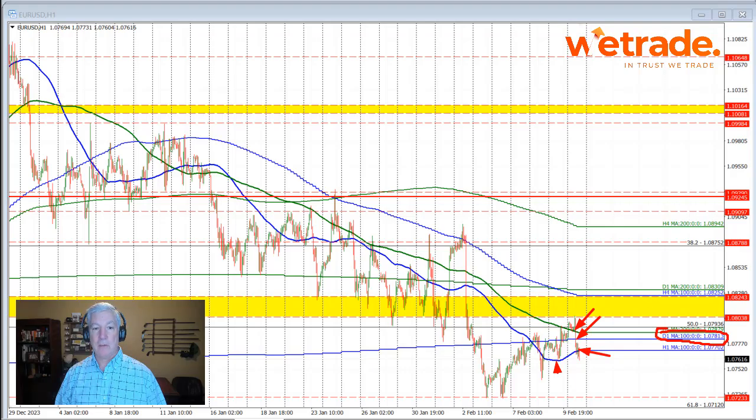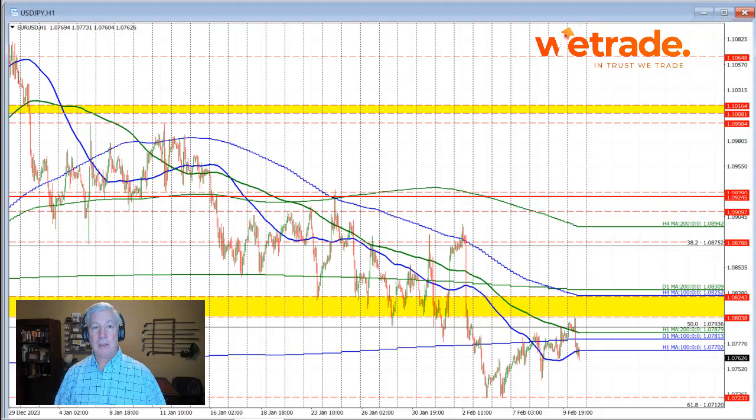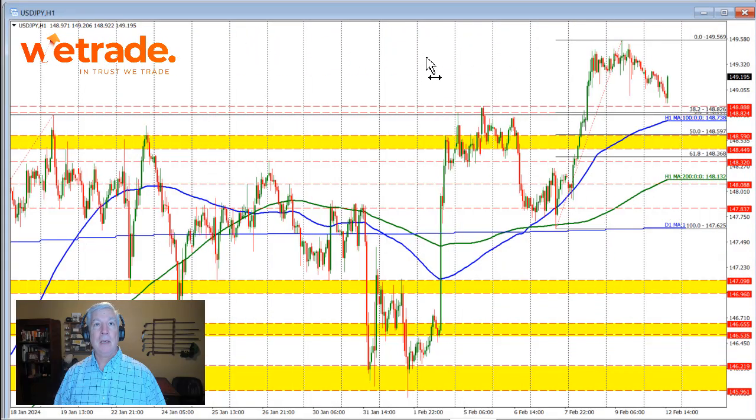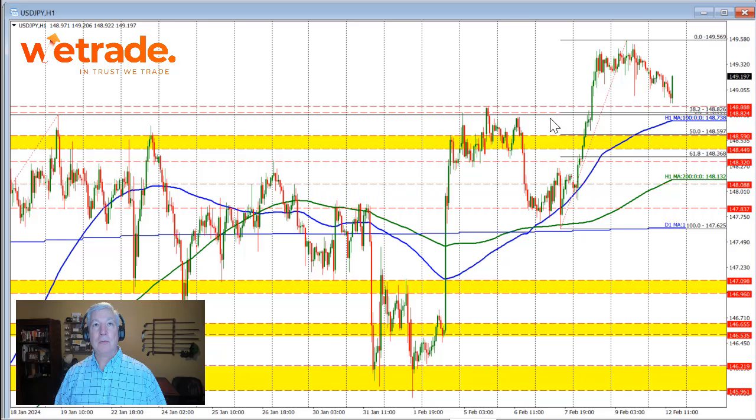Let's take a look at the dollar versus yen next, and we'll look at the hourly chart for this pair. And what we saw in trading last week was a move above the high prices from January. That's this high right here at the 148.80 level. We also moved above the high from last Monday at 148.88 in trading on Thursday. That moved to the upside.